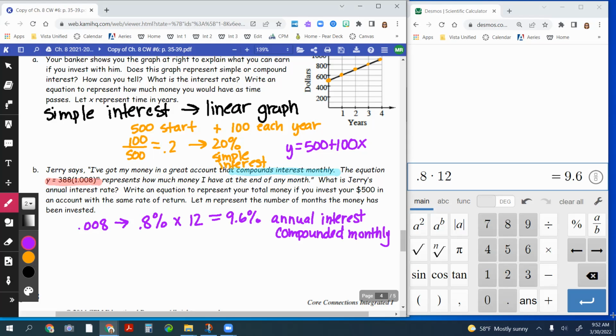Write an equation to represent your total money if you invest $500 times 1.008. Let m represent the number of months, to the power m. So that would be our equation. So y equals 500 times 1.008 to the power m.